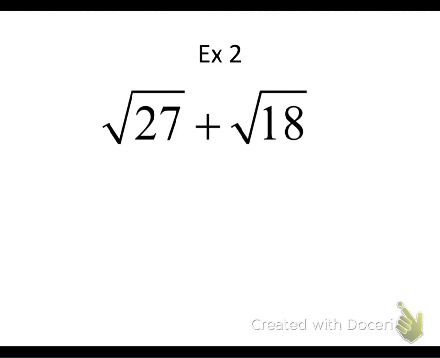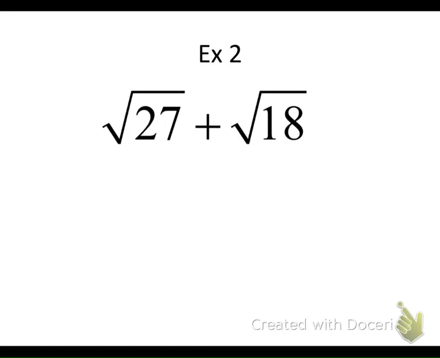Put a box. So example number 2 is the square root of 27 plus the square root of 18. Now, in this example problem, my square roots are not in simplest form. So this is where last week's lesson comes into play. Before we can add these 2 square roots together, we have to put them in simplest form. So we're going to simplify the square root of 27 and the square root of 18. Then we're going to have to rewrite them.